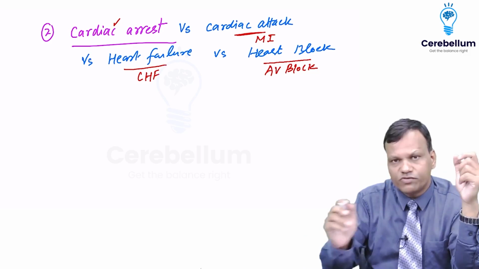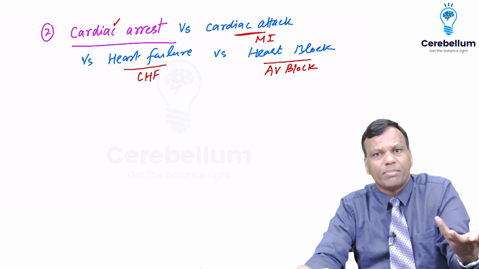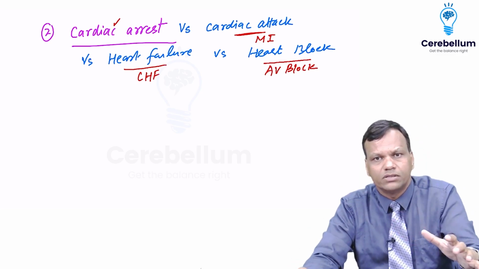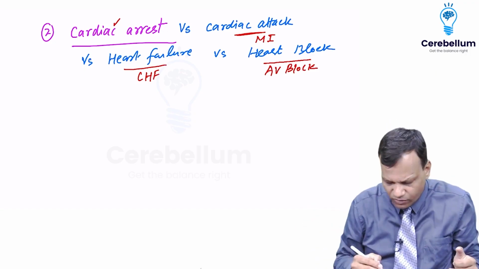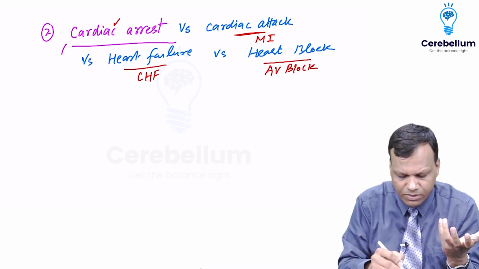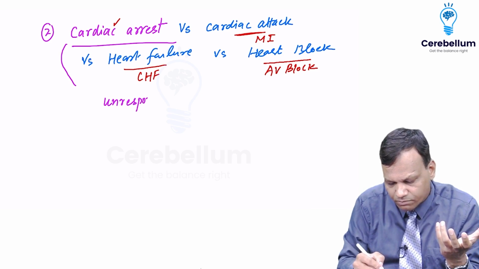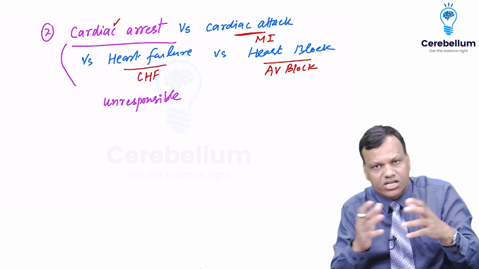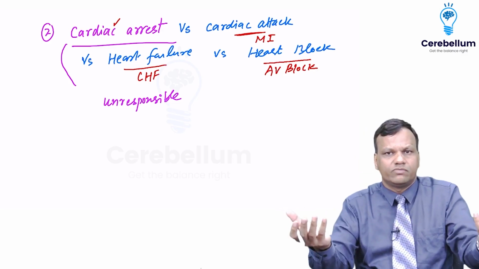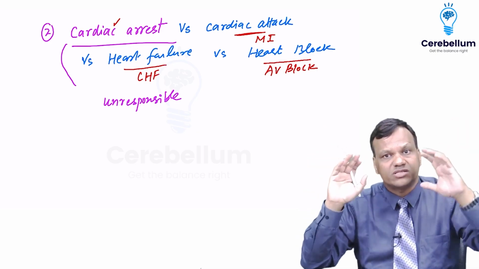Now, out of the four, which is the most serious? Obviously, cardiac arrest. The heart is not pumping at all. The heart is totally stopped. The person is almost dead. So what will be the symptoms of cardiac arrest? The person will be unresponsive, unconscious, not responding to commands. When the heart is not pumping, no blood is going to the brain, so the person is not responding.